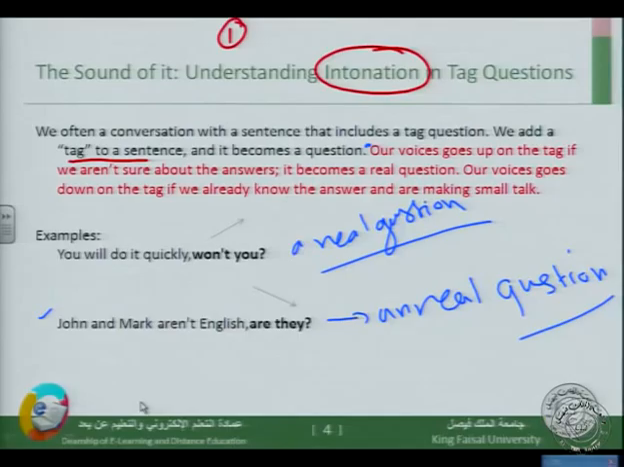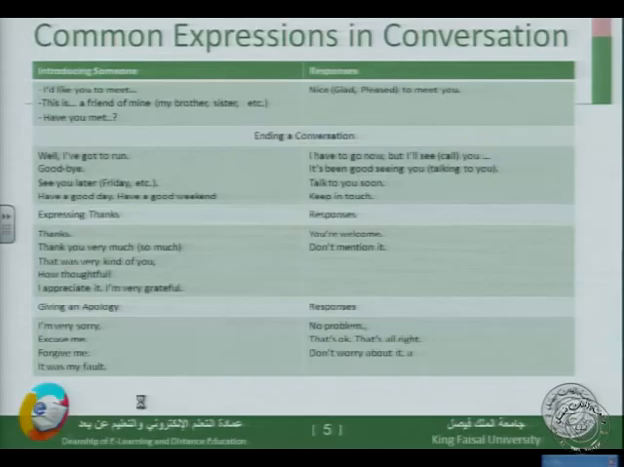So we have talked about intonation and tag questions in the first pages of the first chapter. Hopefully now you have got the whole idea and understood how we use intonation and tag questions. So please focus on this topic and try to understand it by doing more exercises.